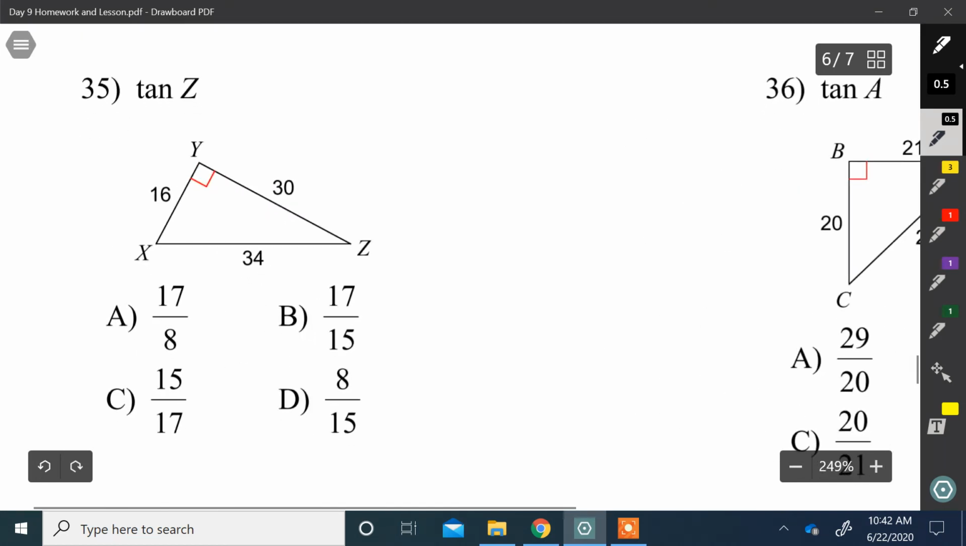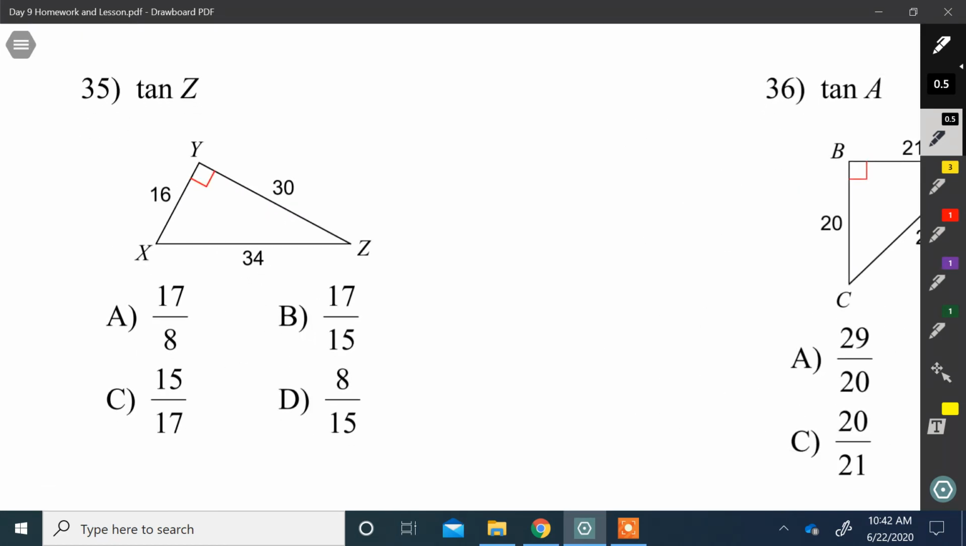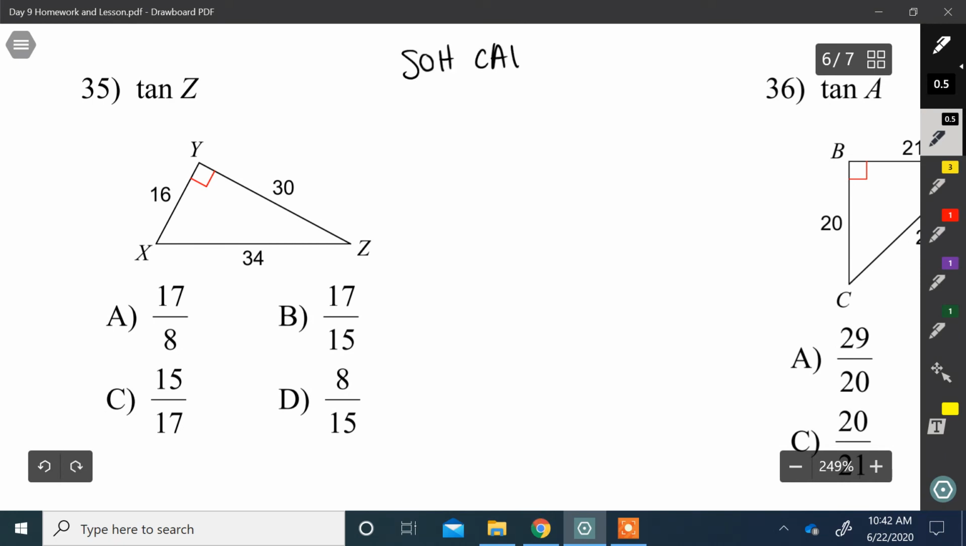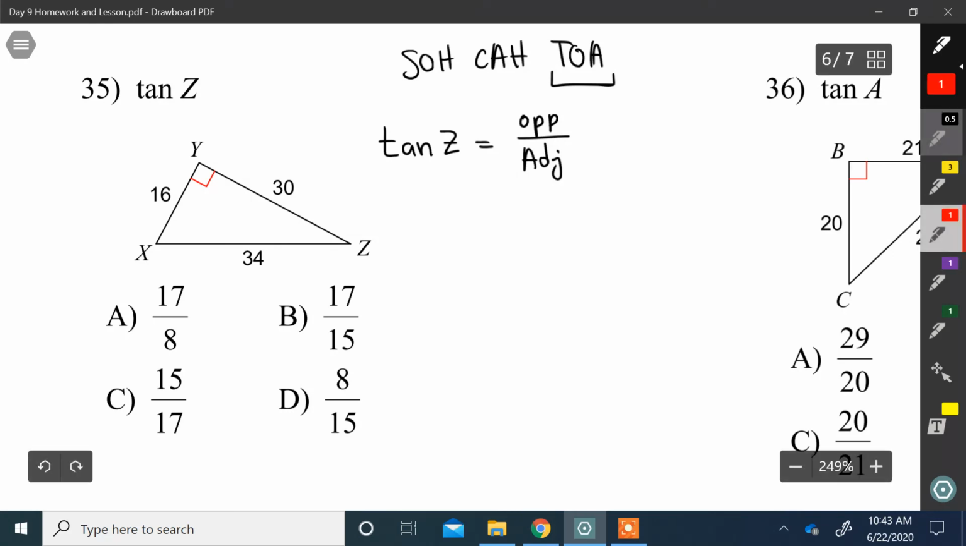Okay, and this one here says to find tangent of C. Remember, we have SOHCAHTOA. So we're going to use TOA. We know the tangent of C is equal to the opposite of C over the adjacent of C. So on this one, we don't even use the hypotenuse. So let's identify what we have. So in here we have our C.